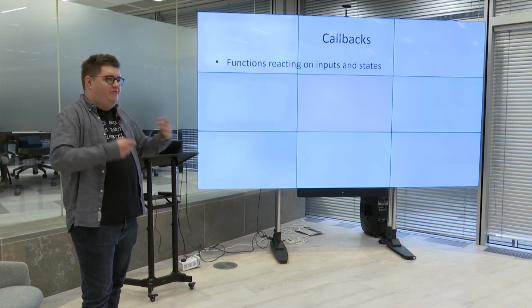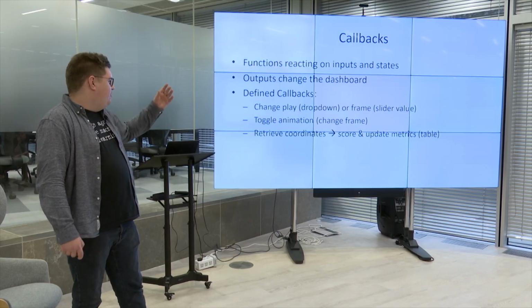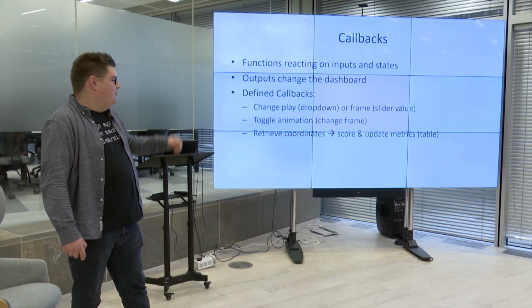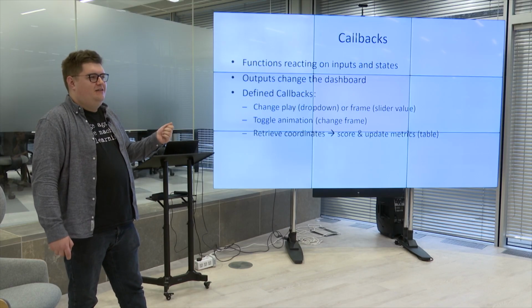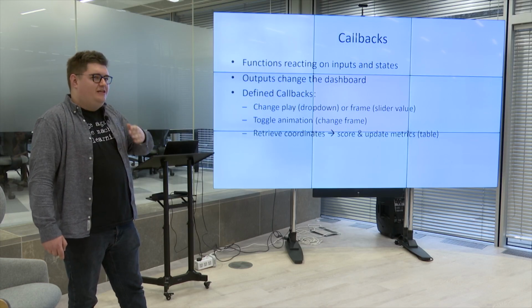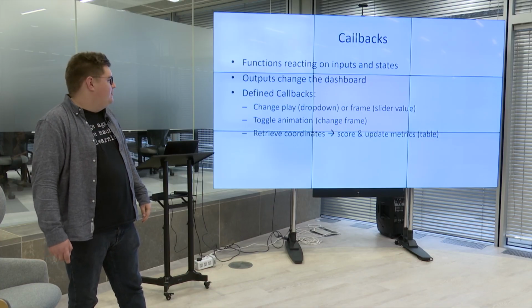Then the callbacks is where everything gets live, because the callbacks react to the different input states in the app, and the outputs change everything on the dashboard. We have callbacks for every little thing that happens on the dashboard, and one is, for example, for toggling the animation, because the animation always changes when the slider is changed, so we can toggle if the slider is updated every second or whatever time you want for one frame. And then in the end, the coordinates get retrieved and scored.